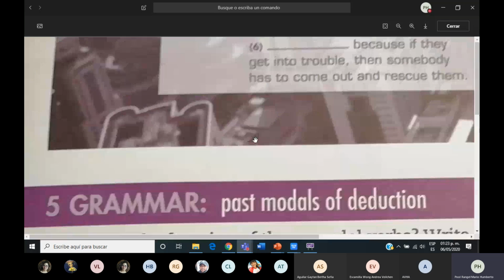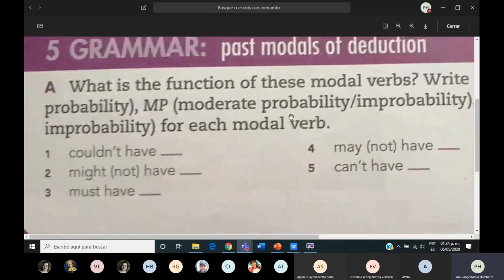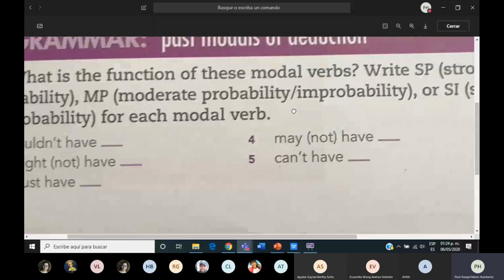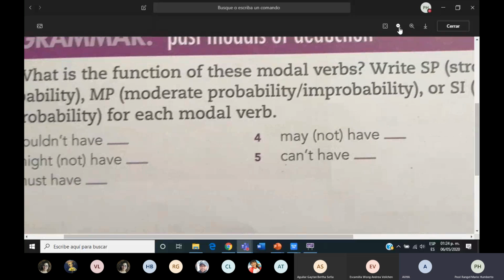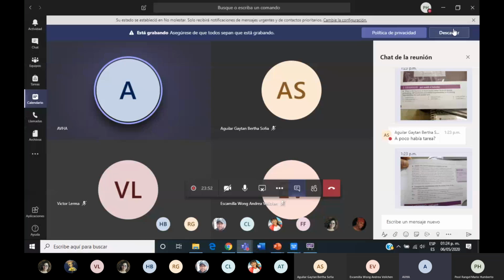Esta. This one was very easy. Nada más teníamos que ponerle ahí si era strong probability, moderate probability, or strong improbability. Y eso era todo lo que teníamos que hacer. Entonces, couldn't have. Number one. Okay. Yes, the number one is the only one that I think this medium probability, moderate probability.